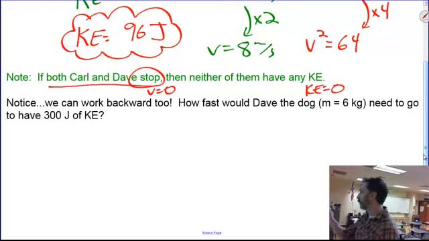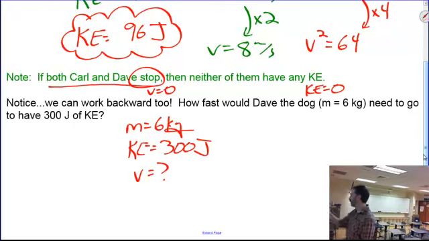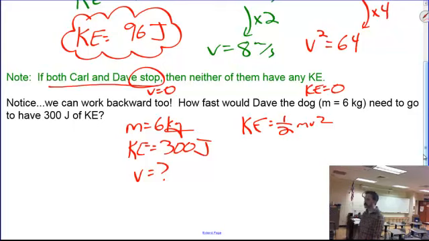If I give you Dave the dog and I tell you, all right, Dave the dog has got a mass of 6 kilograms, and I tell you that his kinetic energy is 300 joules, then we ought to be able to find the velocity, right? KE equals 1/2 mv squared. So, 2 options. Option 1, plug the numbers in and then solve it. Honestly, I think I'm going to do the algebra first, just because it's fairly often that we'll have to do this kind of problem where we'll have to find the velocity when we're given the kinetic energy.